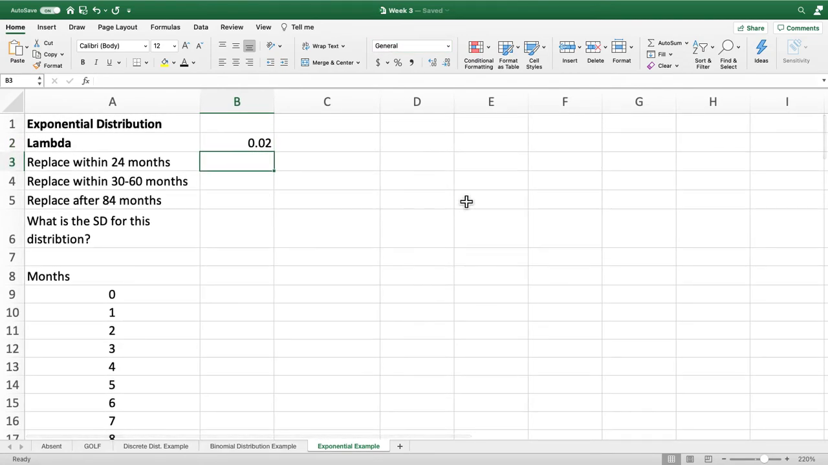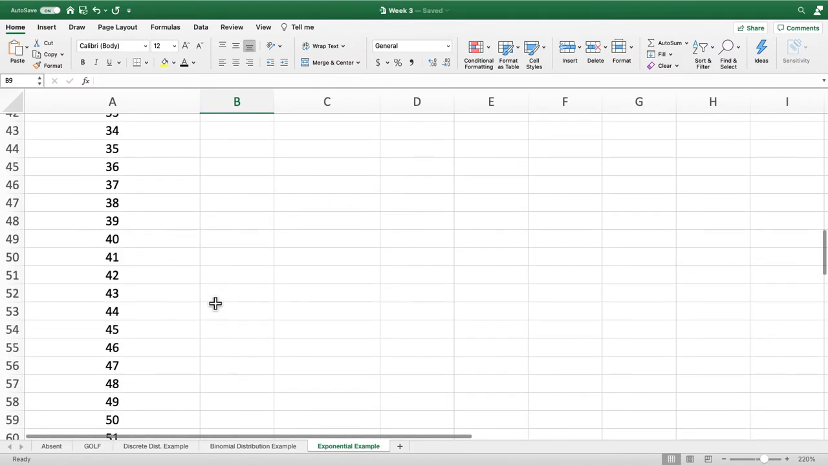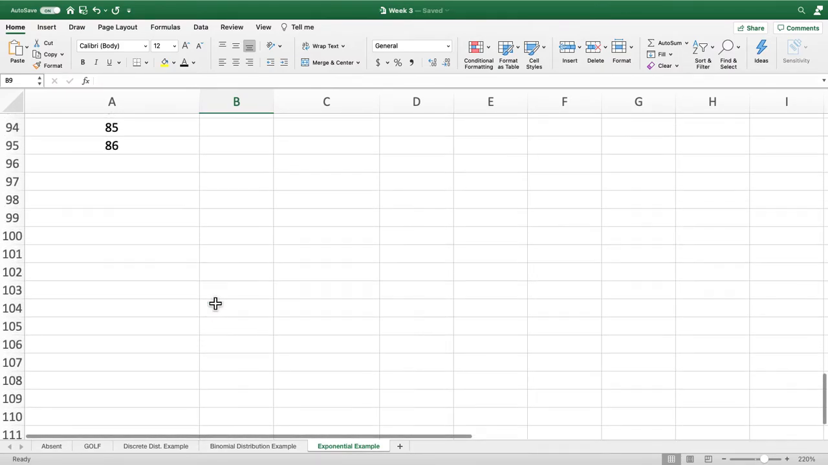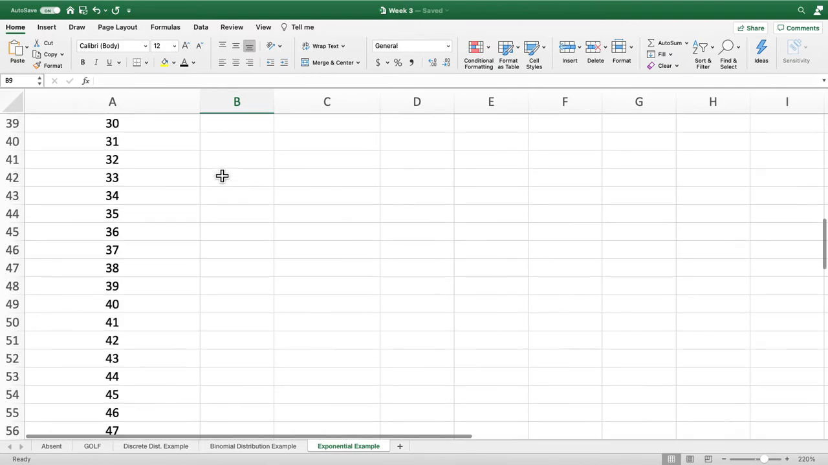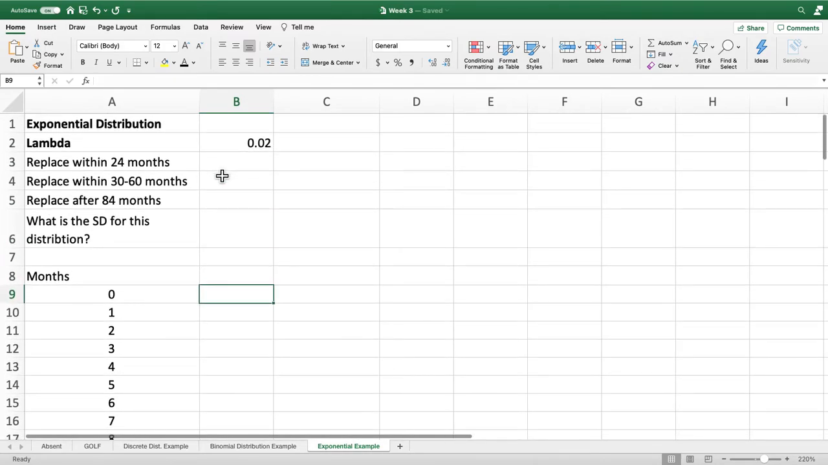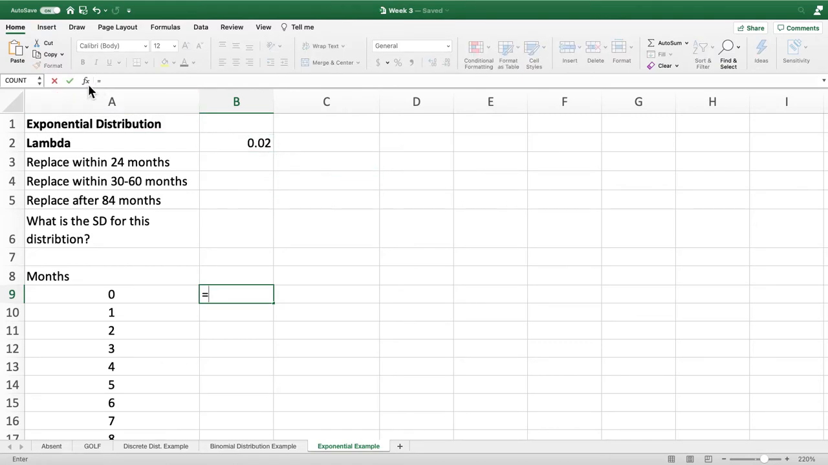So we can do this two different ways. I'm going to start by filling out the months and just using that exponential distribution function and going all the way down through 86 months. You don't have to do it this way, but I'm going to show you two different ways of doing it. So the first way, again, we're going to use a function, so you can use your function builder, or you can just type in exponential distribution and click on that.